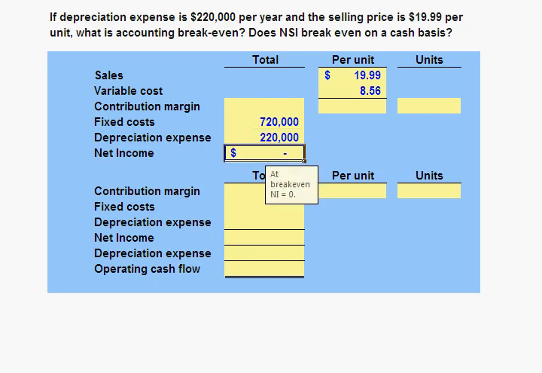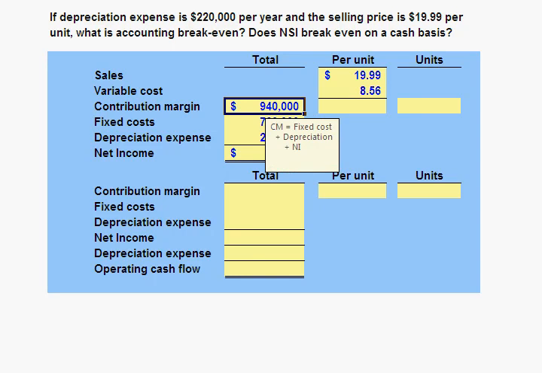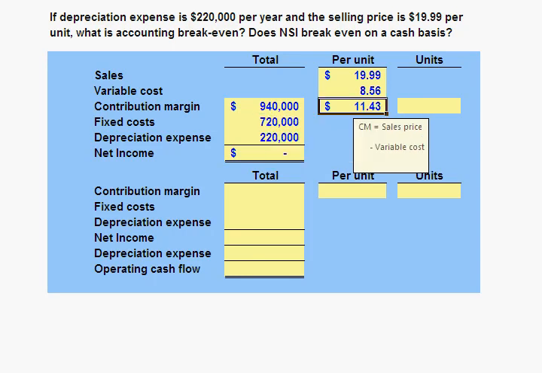Accounting break-even occurs where net income equals zero, and we can work backwards up our income statement to calculate our contribution margin and the number of units. If net income is zero and our depreciation expense is $220,000 and our fixed costs are $720,000, we know that our contribution margin must be the sum of these two amounts, or $940,000. We can calculate our contribution margin per unit. That will be our selling price of $19.99 per unit minus our $8.56 variable cost per unit.